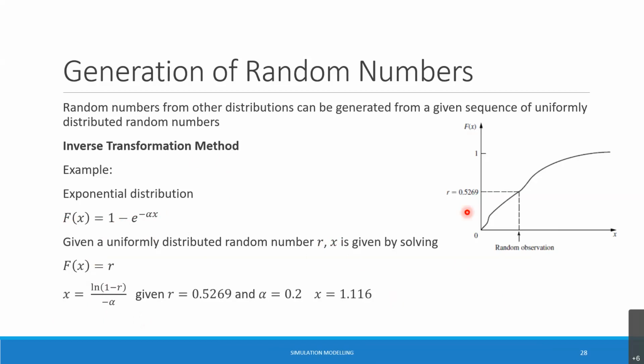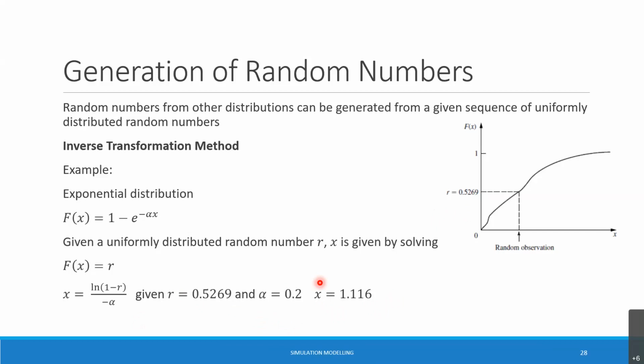For example, if I take this example, r is minus 0.25269, and let's say alpha, the parameter of the exponential distribution, is 0.2, then I'll get x equal to 1.116. So x is a randomly generated number which has an exponential distribution. Like this, there are different methods for generating random numbers of different distributions, such as normal distribution, gamma distribution, and so on.